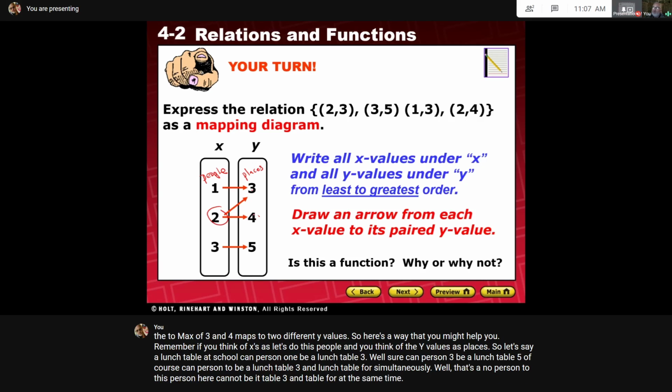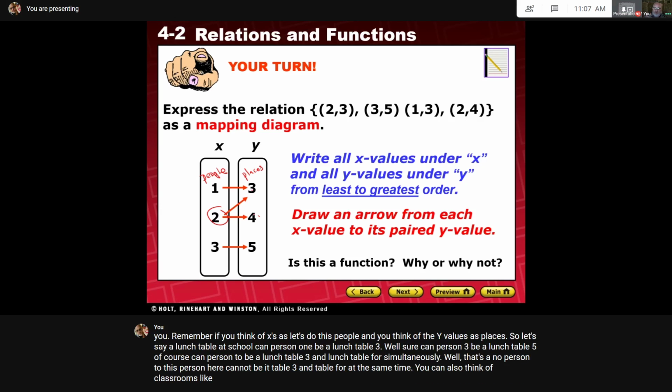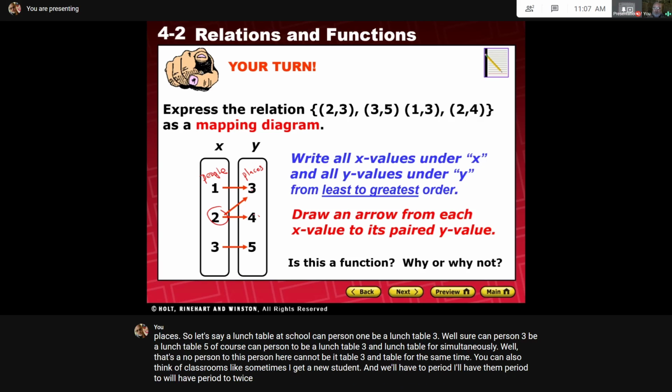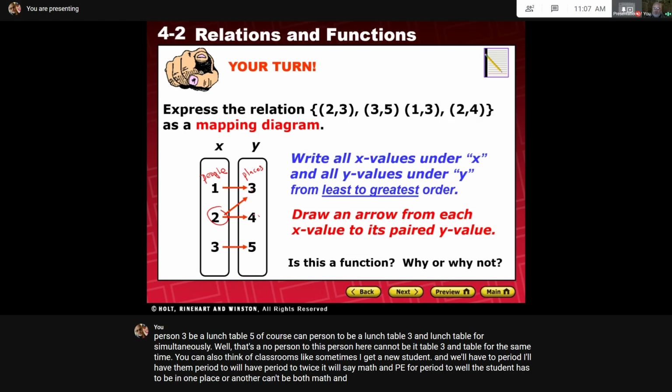You could also think of classrooms. Sometimes I get a new student and they'll have period 2, but they'll have period 2 twice. It'll say math and PE for period 2. Well, the student has to be in one place or another. Can't be in both math and PE period 2. So this is not a function based on this problem right here.